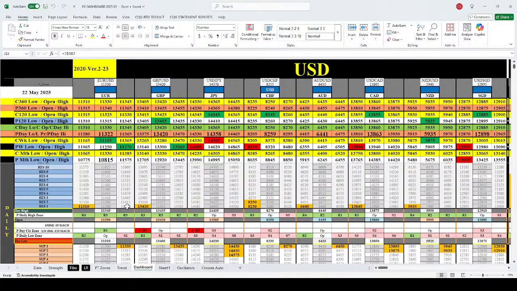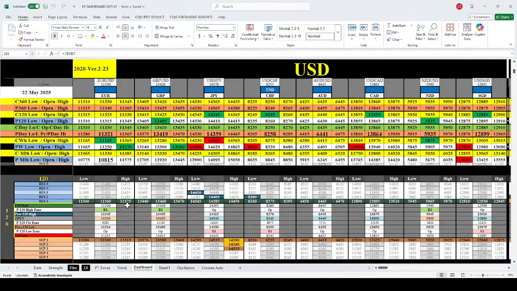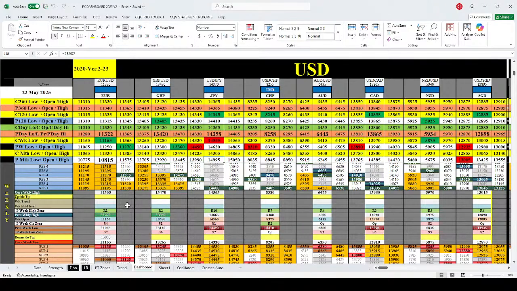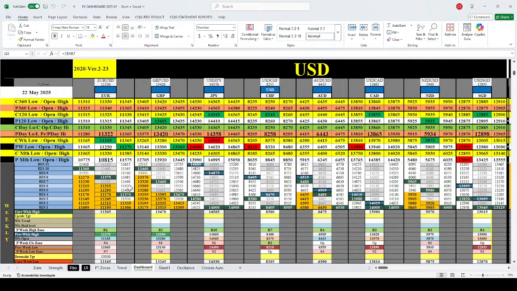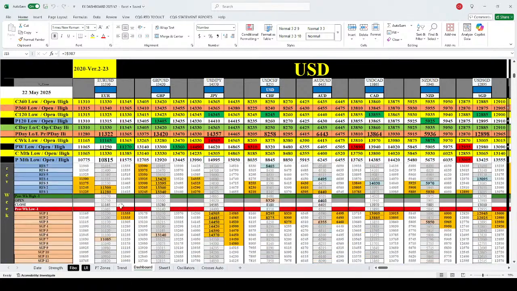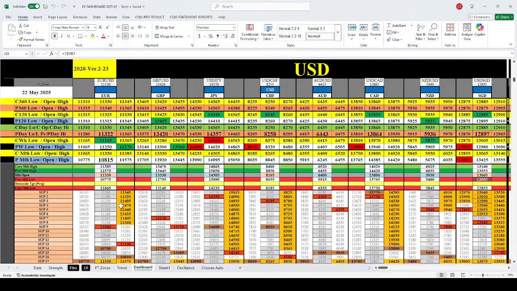So daily RR2 is roughly about 11415, and weekly RR5 is also about the same level, 11420, and monthly 7 is about 11405, or 11470. But definitely the price has to turn down before 11540, or 11520.